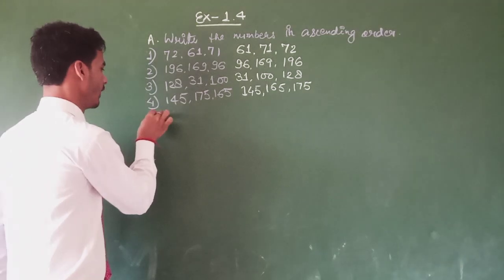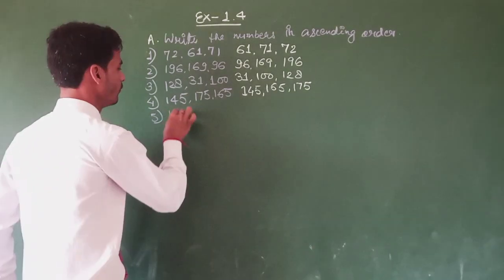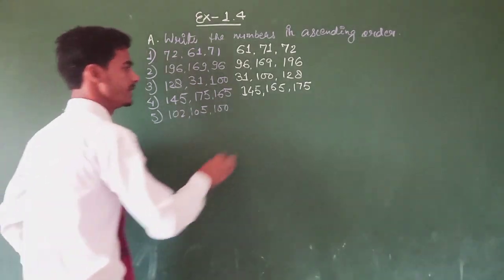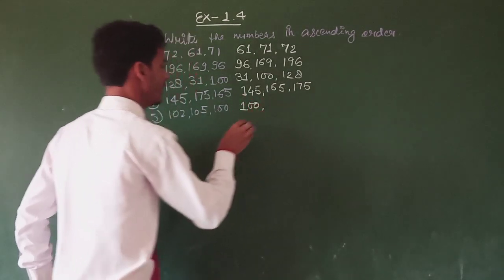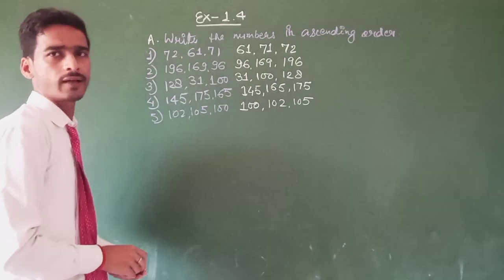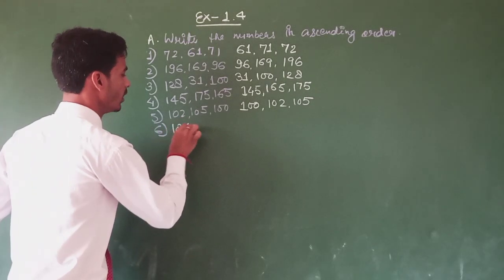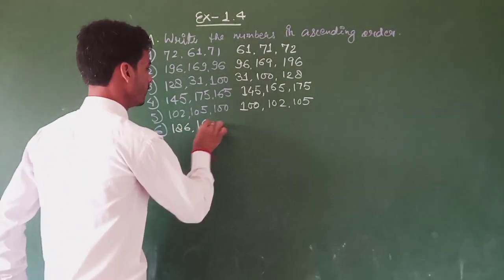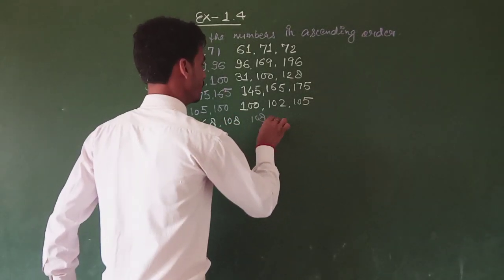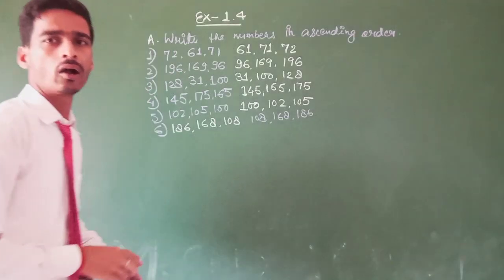The next question is question number 5: 102, 105 and 100. In these numbers, 100 is the smallest, so we have to write 100 firstly and then 102 and then 105. The next question is question number 6: 186, 168 and 108. When we arrange it, smallest is 108, then 168 and then 186.